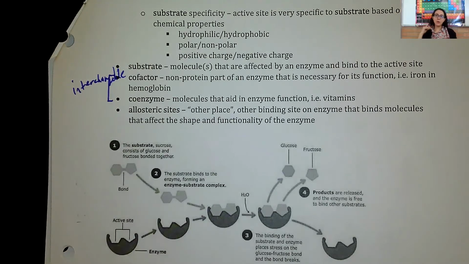It all has to do with changing the shape of the enzyme so that the active site changes and is no longer able to bind with its substrate, or by physically blocking the active site. We're going to come to that in just a second. So back down here.